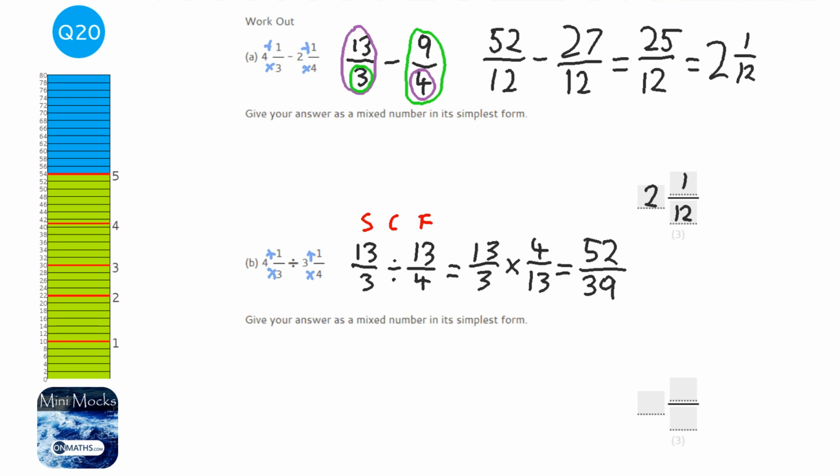So I've got to work out how many 39s go into 52. Well, I know 2 times 39 is going to be way more than 52, so it's going to be 1 whole 1. And then I've got to work out what 52 take away 39 is going to be, and that's going to be 13 over 39. Now 13 over 39, if I divide top and bottom by 13, I get 1 over 3. So that's 1 1/3.